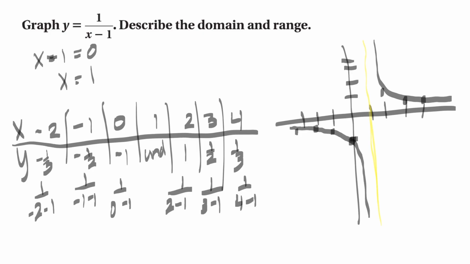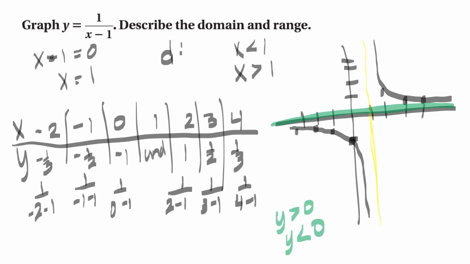And we can see that our domain is values less than 1 and values greater than 1. So x can be less than 1 or x can be greater than 1. That would be our domain. In our range, we can see we have all numbers except we don't have anything in here, right? So we don't have any y values of 0. So y is greater than 0 or y is less than 0.